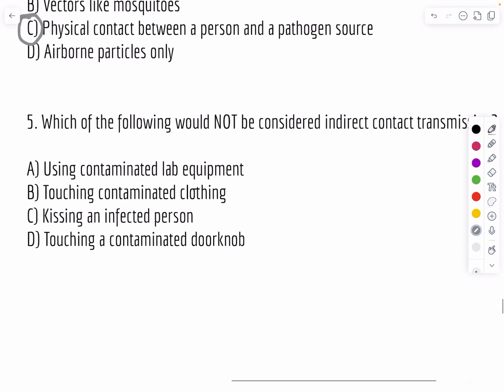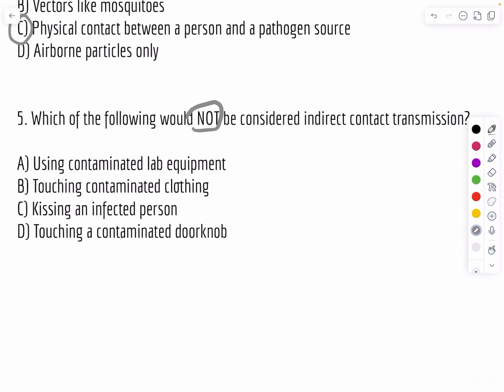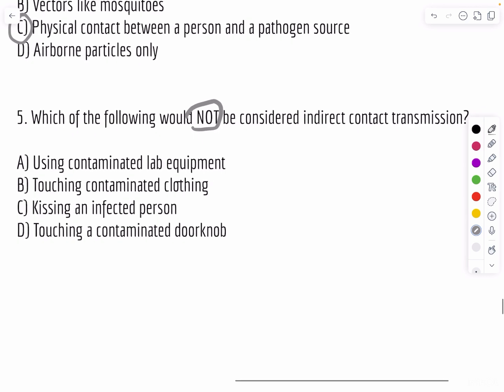Question 5, which is the last question. Which of the following would not be considered indirect contact transmission? Using contaminated lab equipment, touching contaminated clothing, kissing an infected person, touching a contaminated doorknob. The answer is C, kissing an infected person would not be considered indirect contact transmission, since this is an example of direct contact transmission.